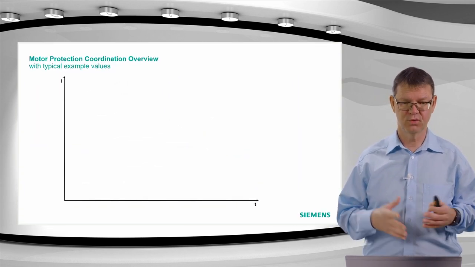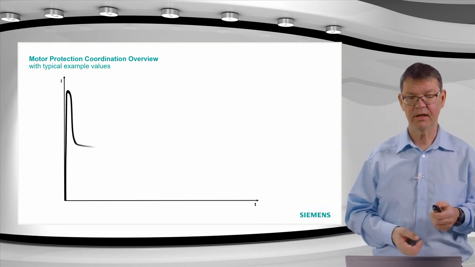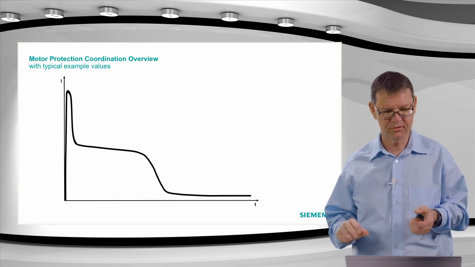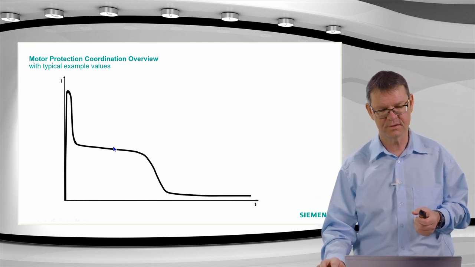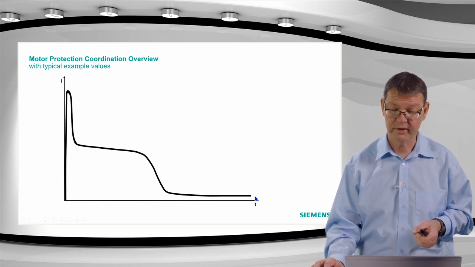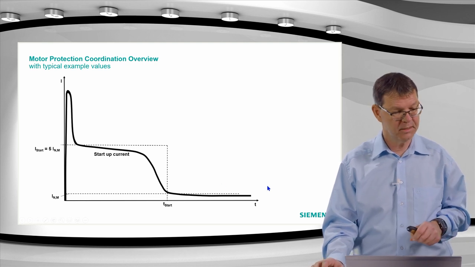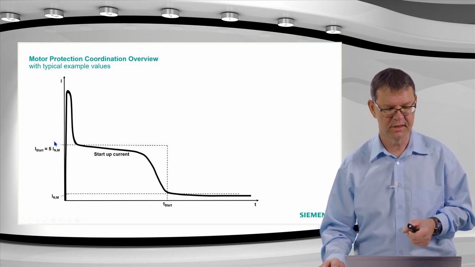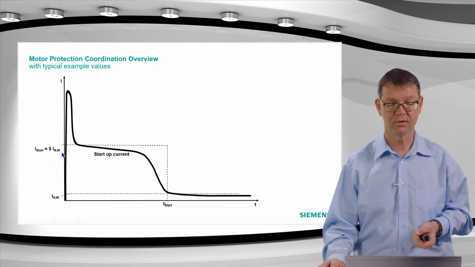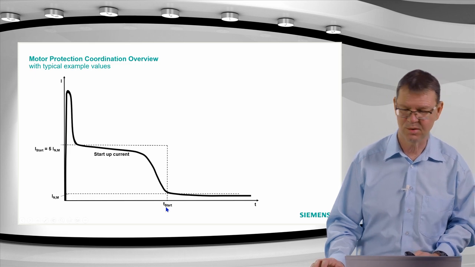And this brings me to this overview here with typical example values. So we have here again the starting part of the motor, the startup curve, with here this peak and then the starting phase, and then the current breaks down to a relatively low value, again depending on the load here. And I put in here some typical values. So the start current can be around 5 times nominal current of the motor.